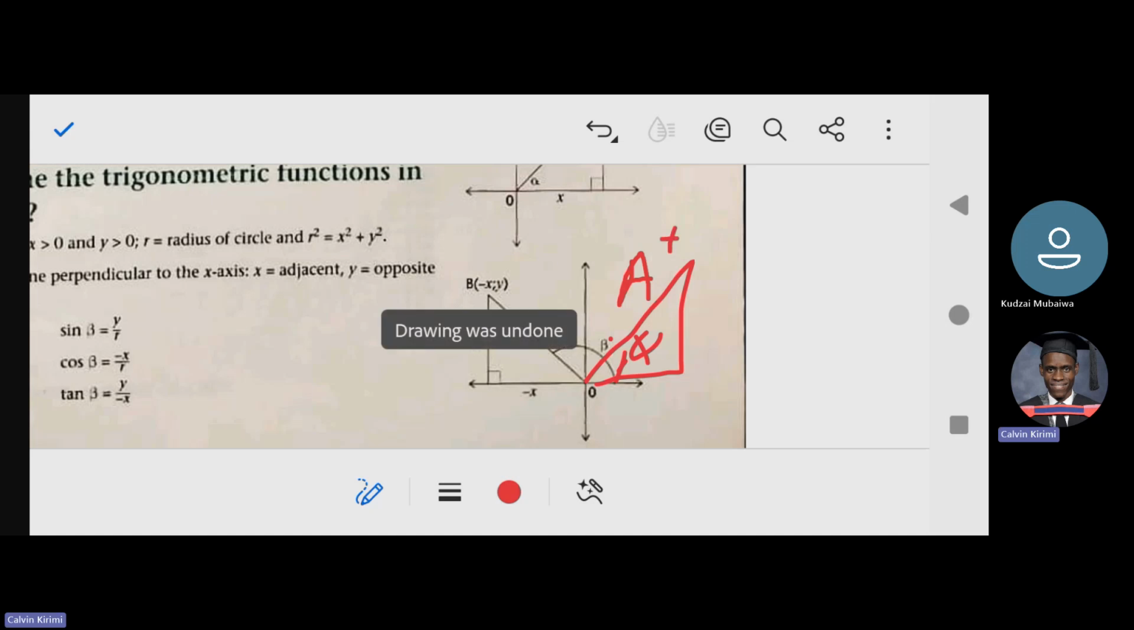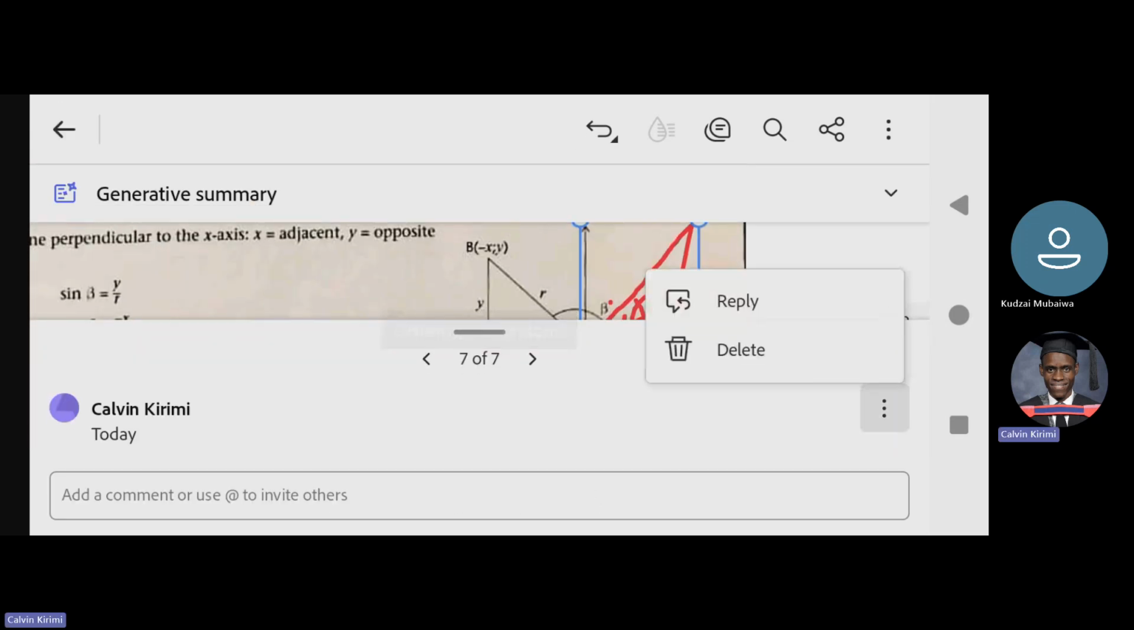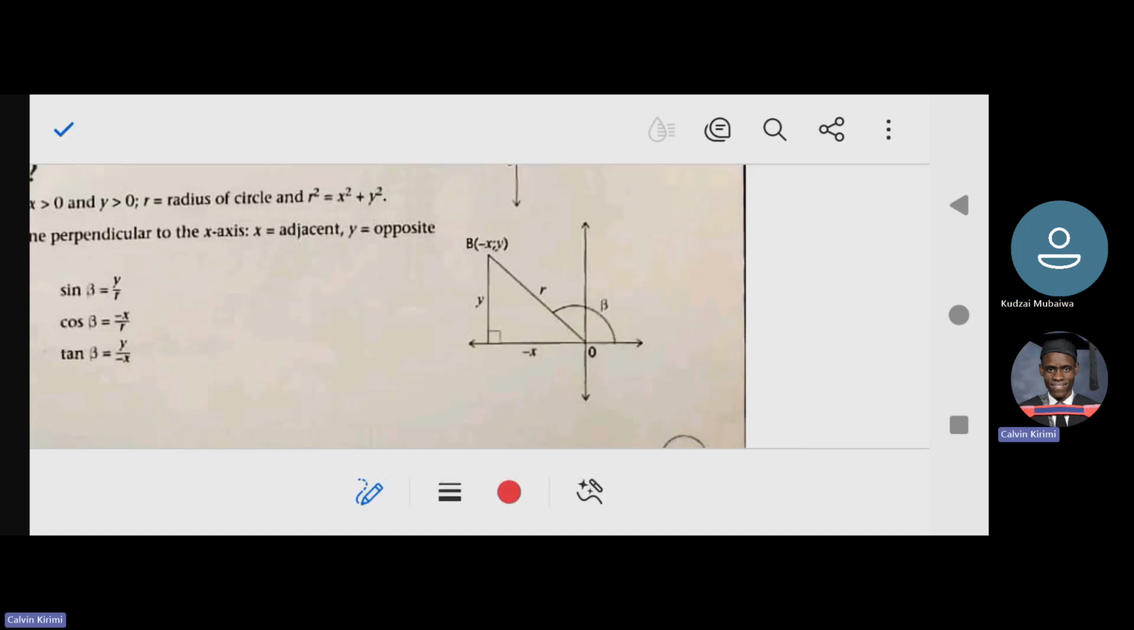But in this quadrant, the angle is now beta, meaning the angle is a bit bigger. So my quadrant now is quadrant number 2. We call it quadrant number 1, quadrant number 2, quadrant number 3, quadrant number 4. We always move in an anti-clockwise direction, starting from the origin. We move anti-clockwise in this direction.